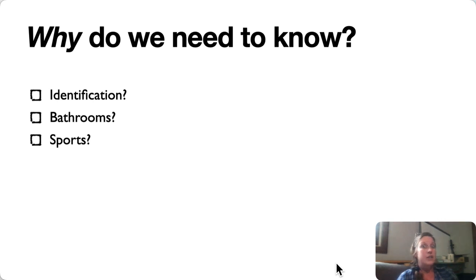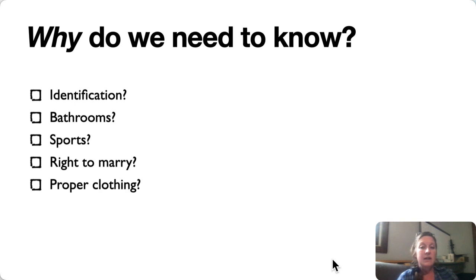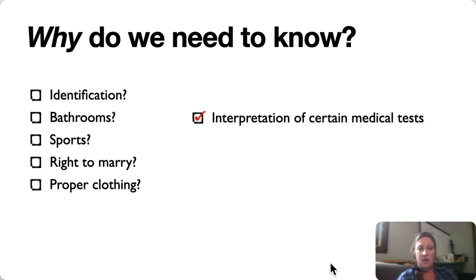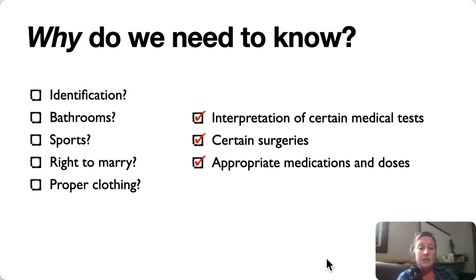Is it so that we know what sports we're allowed to play? Or who we're allowed to marry? Or what clothes we're allowed to wear? None of these things are important. The only reason that we need to know a person's biological sex is so that we can interpret certain medical tests, so that we can design certain surgeries, and so that we can give appropriate medications and doses. Otherwise, it's really that person's business, and it shouldn't influence anything. Our society's obsession with it makes no sense.